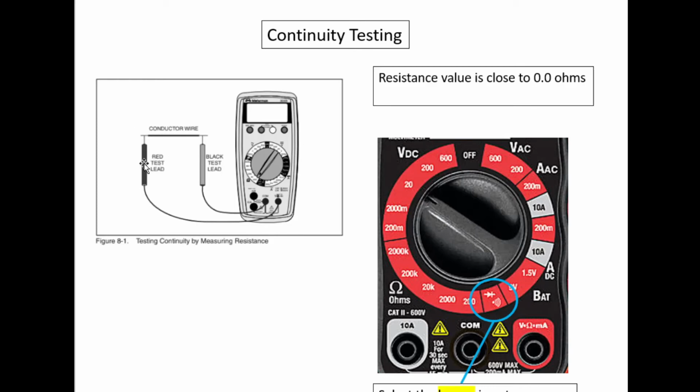I put my black and red probes on the ends of the wire, and a lot of times I'm not going to be able to see this display, so I'll turn it to this buzzer location, and if there's continuity, in other words, if the electrons can pass through my meter, then I'll hear the buzzer go off. So it's a good way to use your meter if you can't see the LCD.